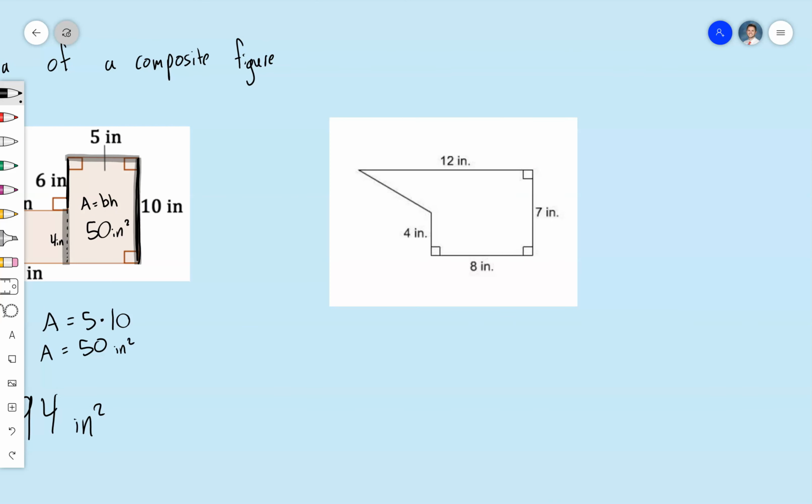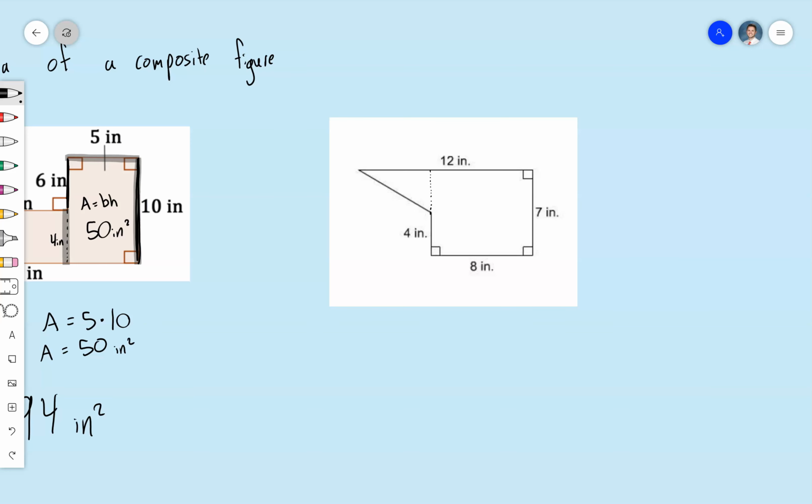So for this one here, we can see again, we've got a couple different options for how we want to solve this. I'm going to go ahead and draw my little dotted line here. So generally speaking, when you have a composite figure, you'll have a few options. And it's just a matter of preference and finding one that you'll be able to get the measurements for.